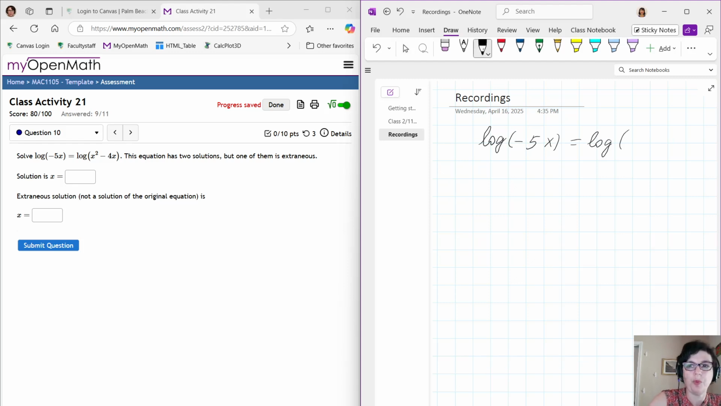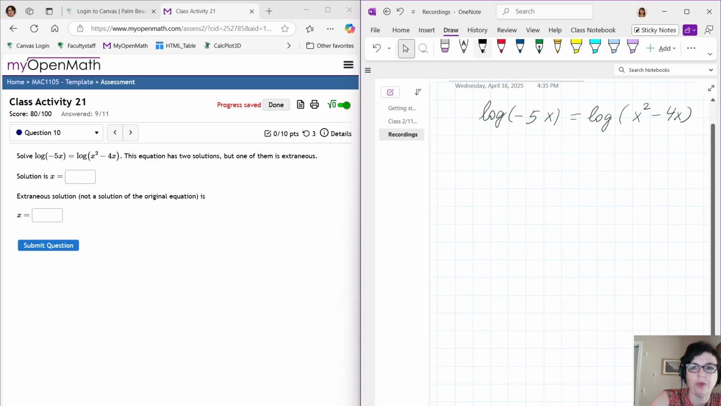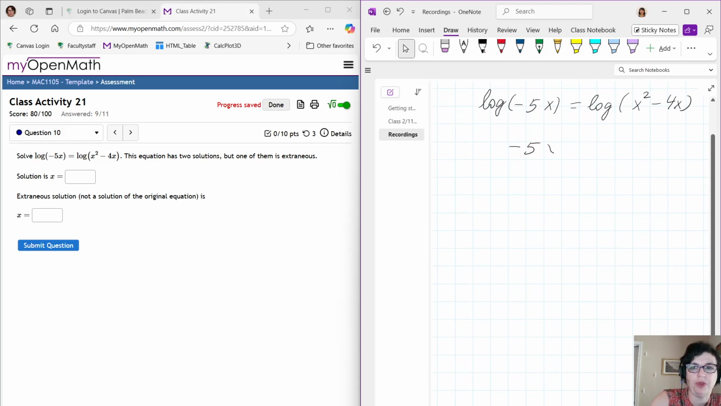Now, there is a property of logs called the one-to-one property, which says that basically you can just cancel the log. In order for log of A to equal log of B, that just means that A should be equal to B. So you can just unapply log from both sides, and that's just going to give you negative 5x equal to x squared minus 4x. Now, this looks like a quadratic equation.